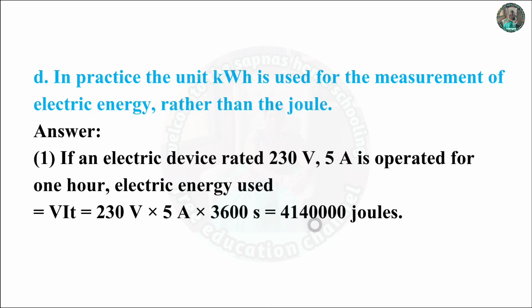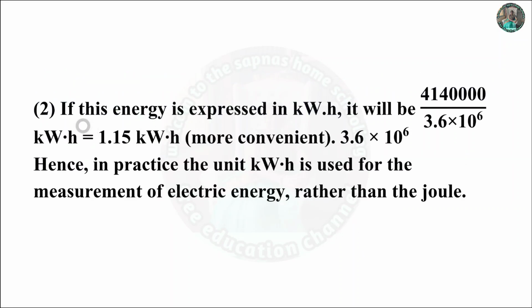41 lakh 40,000 joules. Counting in joules becomes difficult. If this energy is expressed in kilowatt hours, it will be 41 lakh 40,000 upon 3.6 into 10 raised to 6, which is 1.15 kilowatt hour. That is more convenient to read.